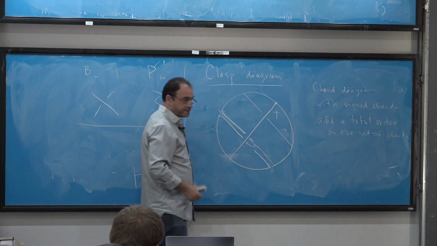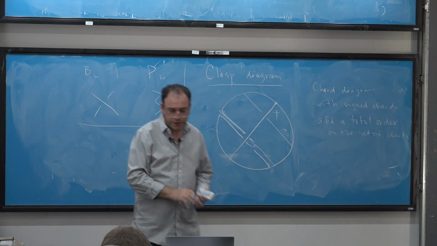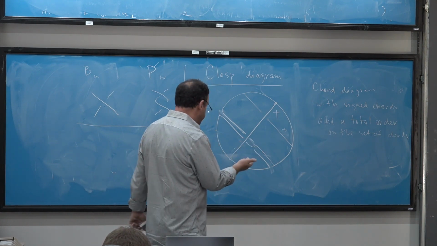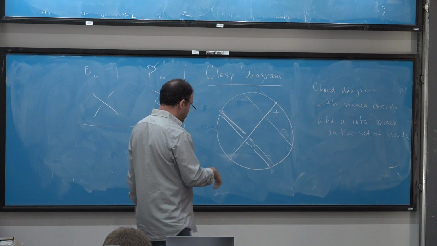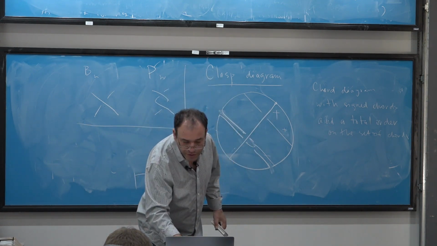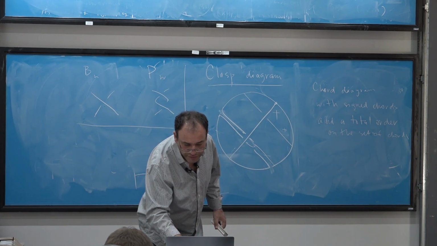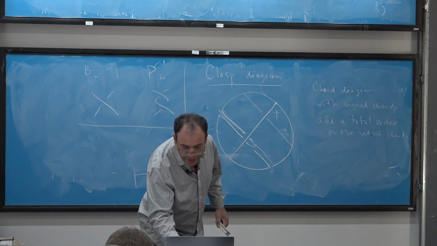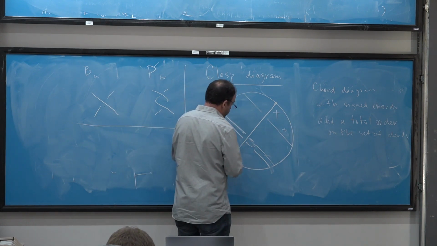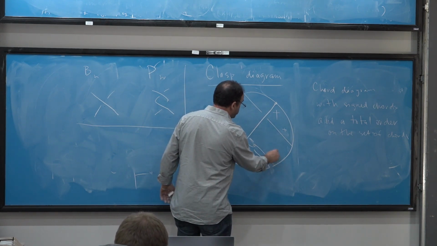A full twist can be a positive twist or a negative twist. This gives you the sign. You have to define what positive and negative mean. Negative is this one. The positive is the other way.